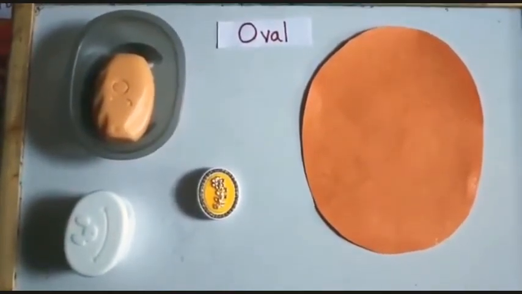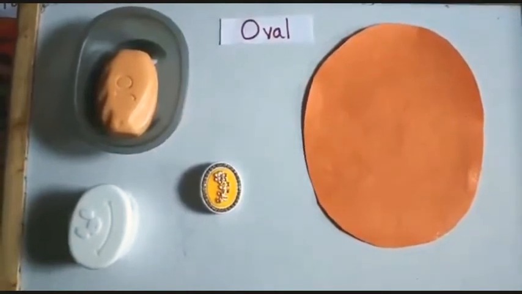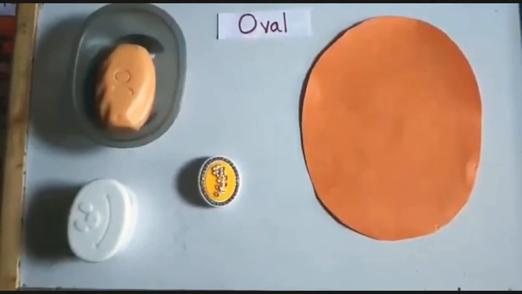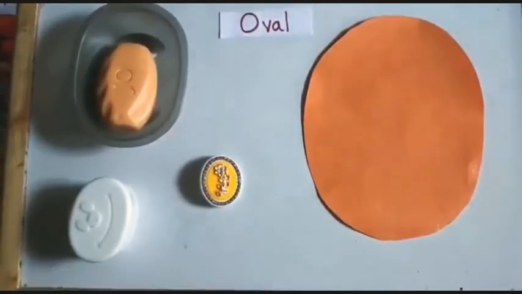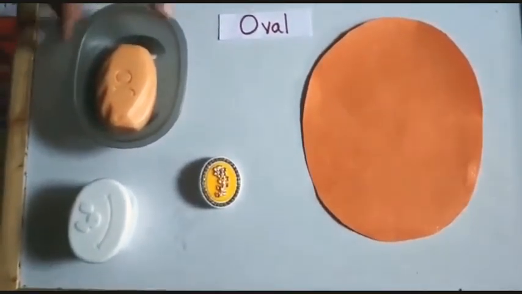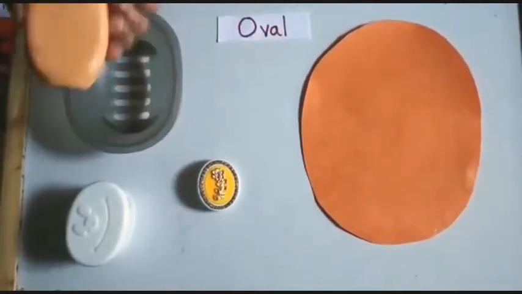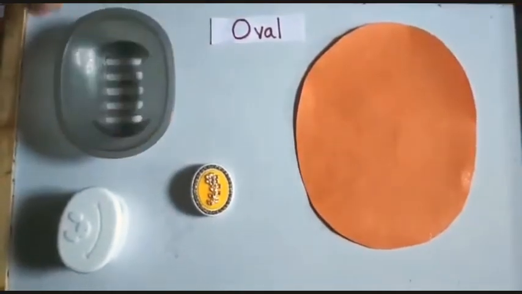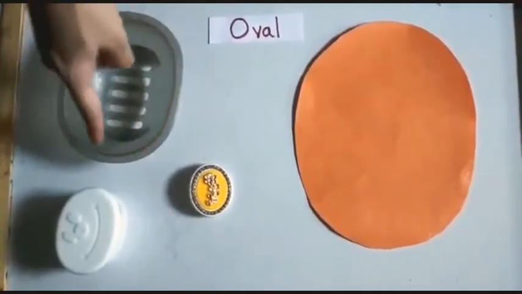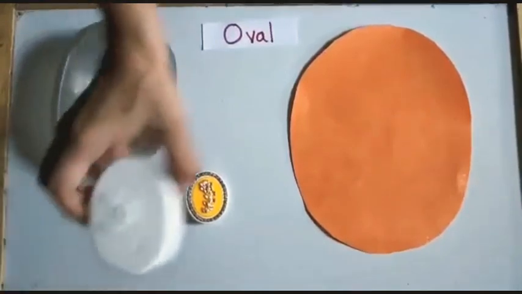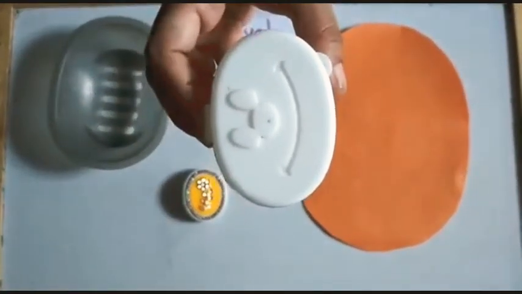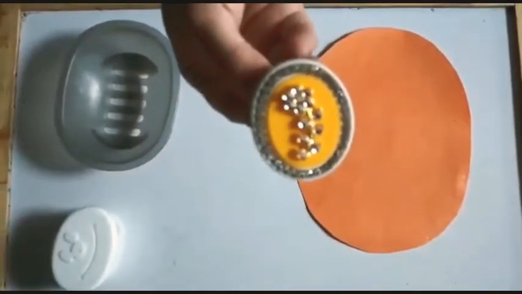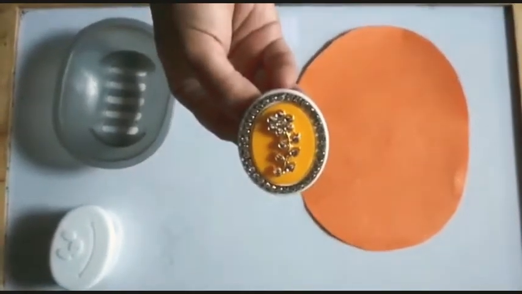It's an oval shape. Which shape? Oval shape. It looks similar to a circle, but it's not a circle. It's an oval. Can you see this object? Yes, the shape of this soap is oval. Can you see this stand? Yes, it's an oval shape. Can you see this box? Which shape is this? Oval. Can you see this pin, children? It's an oval shape.